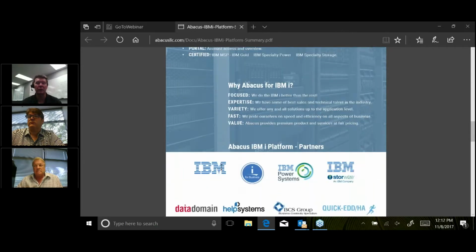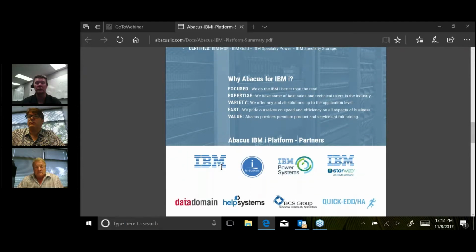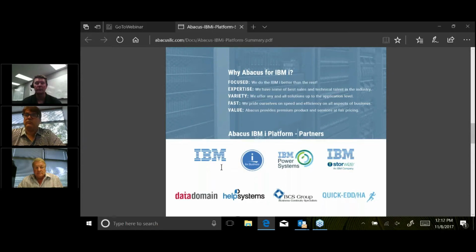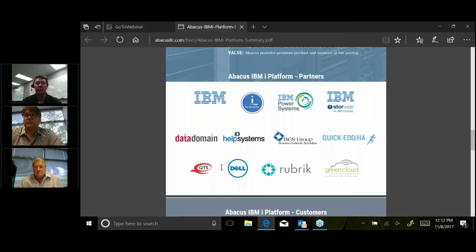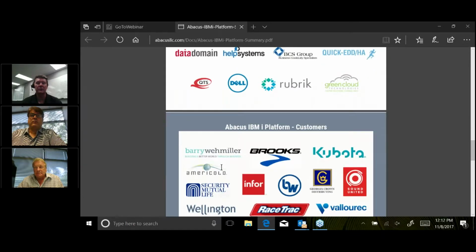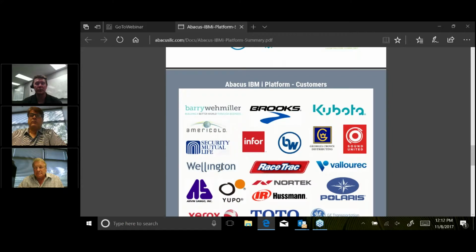So why Abacus? A couple of regular words, but we feel these are important. We're focused, we have expertise, we provide variety, we're fast, and we bring value to the table. Partnerships: obviously we have a large partnership with IBM across the different boards, and we use a number of other offerings to help provide what we ultimately call our cloud platform as a service, with degrees up into the mid-levels of operations management.